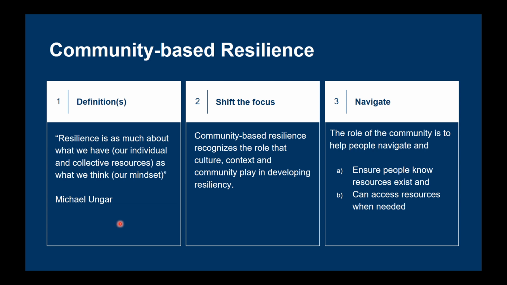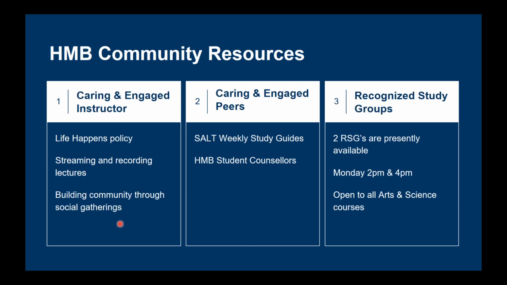So our role here today is in the third box. We're going to help navigate the role of the HMB community, the arts and science community, and then the larger UT community to help you know about the services and know how to access them when you need them. So when we think about the course that you're in right now, there's sort of 3 buckets that I came up with when thinking about building resiliency through a community.